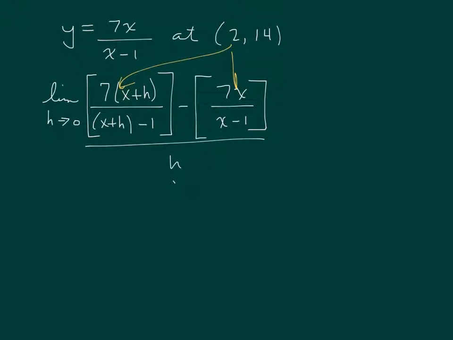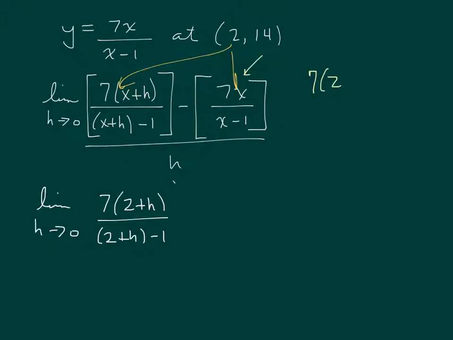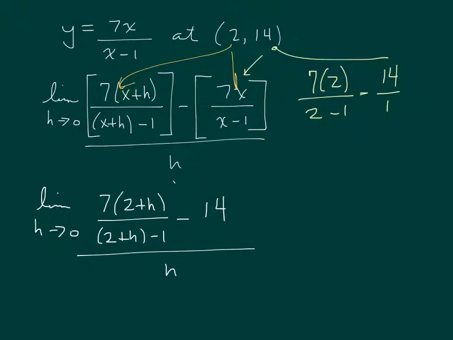We know what x equals, so our limit as h goes to 0 of 7 times 2 plus h over 2 plus h minus 1. And if you remember in class, I said that this is y, because if I plug in 2, I'm going to get 14 over 1, which is 14, and that's my y value. So I don't have to do a whole bunch of fancy stuff. I can just put minus 14 and then all over h.